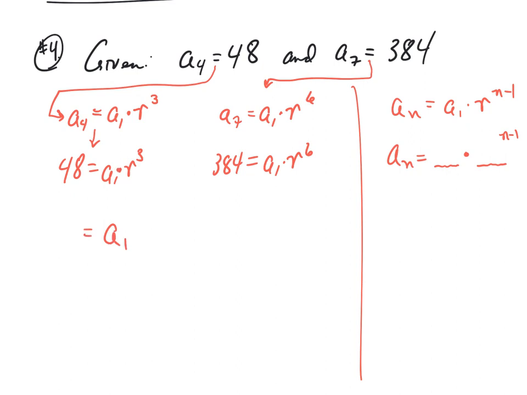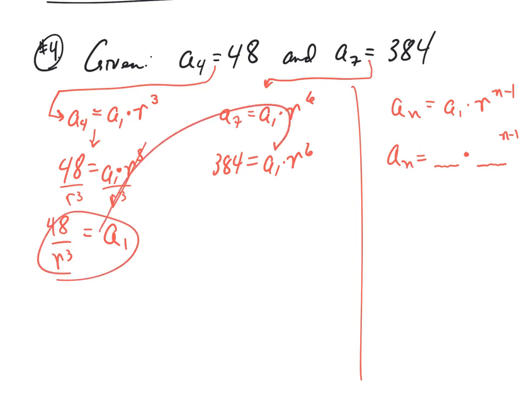And to get rid of this multiplication, I divide. So I'm going to divide both sides by r to the third, so that on the right-hand side, the r to the thirds cancel. And a1 is then equal to 48 divided by r to the third. Then wherever I see an a1 in the other equation, I can replace a1 with what it's equal to. So I replace a1 with 48 over r to the third.